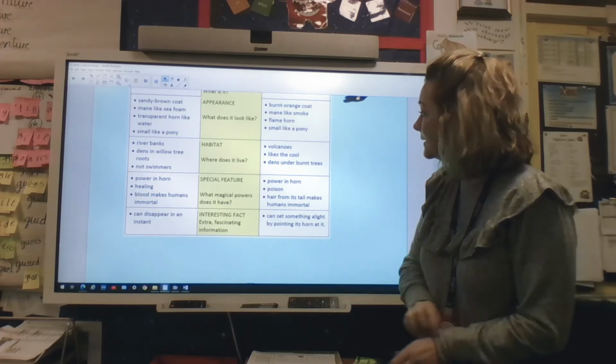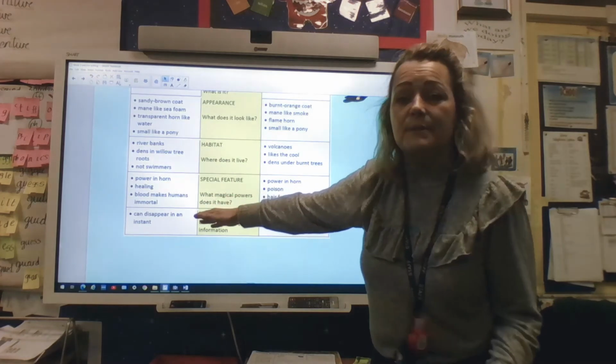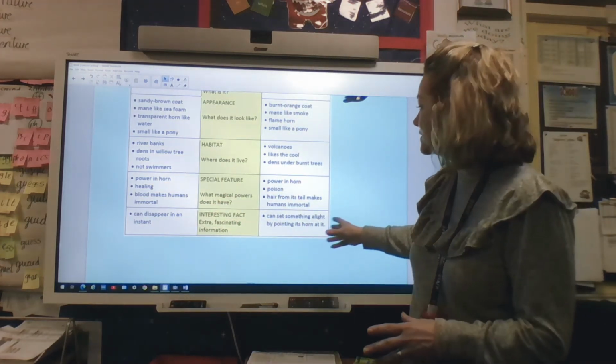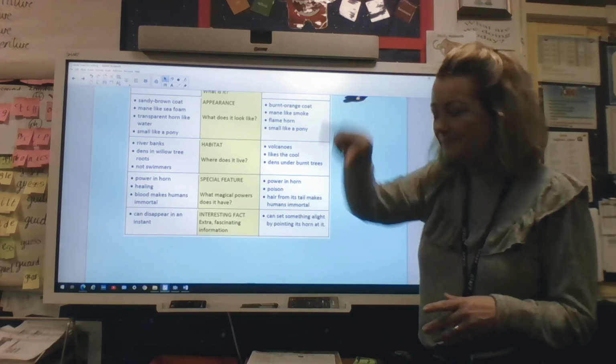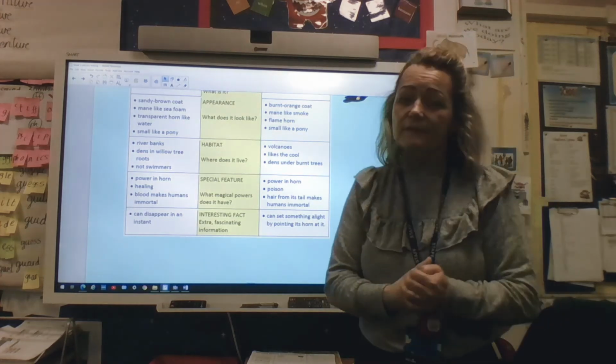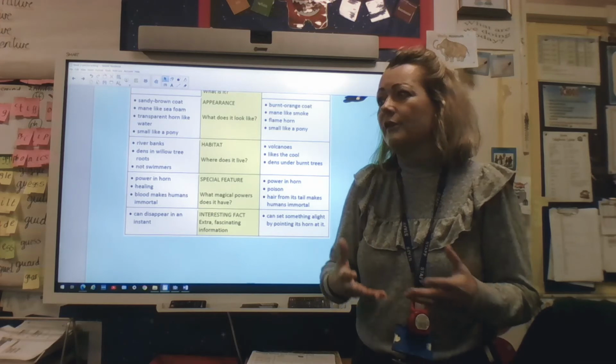It's all here. Interesting fact about the river unicorn was that it can disappear in an instant. For the fire unicorn, it can set something alight by pointing its horn at it. I said for my desert unicorn, my interesting fact might be that they've only ever existed on the continent of Africa.